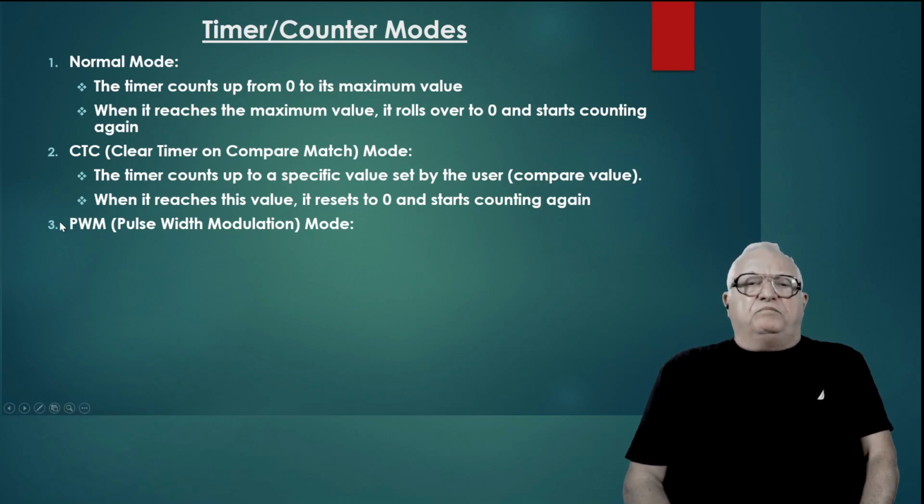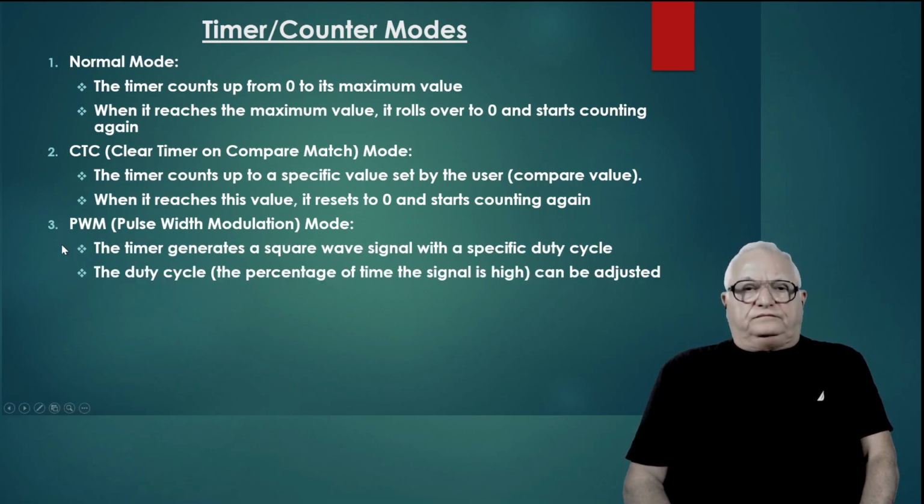Next, we have the pulse width modulation mode. In this case, the timer generates a square wave signal with a specific duty cycle. The duty cycle, which is the percentage of time the signal is high, can be adjusted. So what you have here is a signal that would come on and off at predetermined values, and that's going to be defined again by the counter and scaler that we calculated.